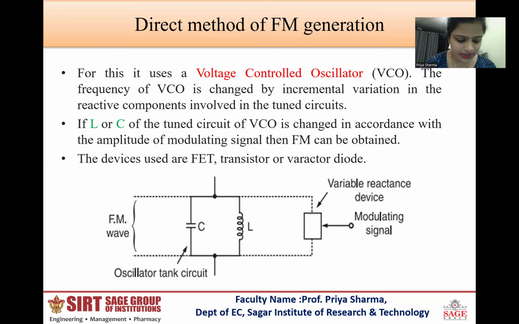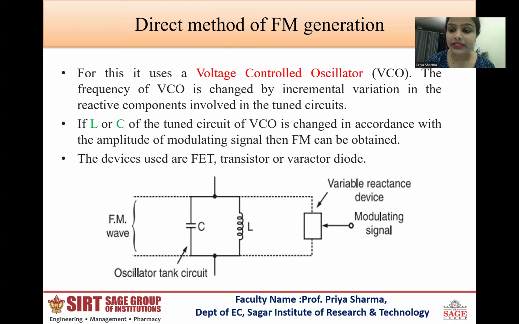In direct FM generation, the instantaneous frequency of the carrier is changed directly in proportion to the message signal. For this, a voltage controlled oscillator, VCO, is used. A VCO can be implemented by using a sinusoidal oscillator with a tuned circuit having a high value of Q. The frequency of this oscillator is changed by incremental variations in the reactive components involved in the tuned circuit. If L or C of the tuned circuit of an oscillator, that is the VCO, is changed in accordance with the amplitude of the modulating signal, then FM can be obtained across the tuned circuit.